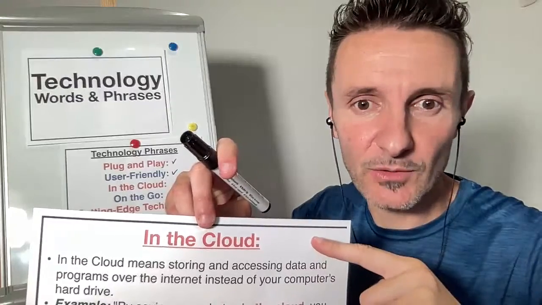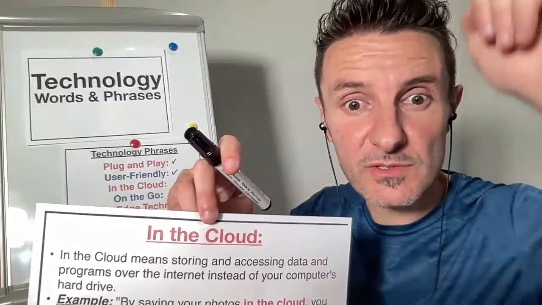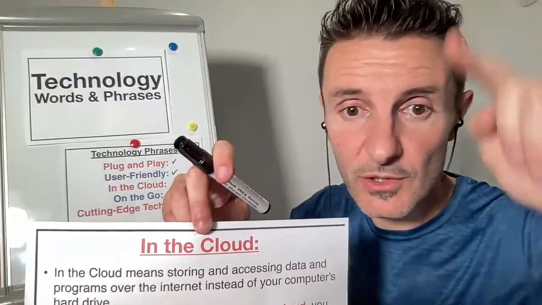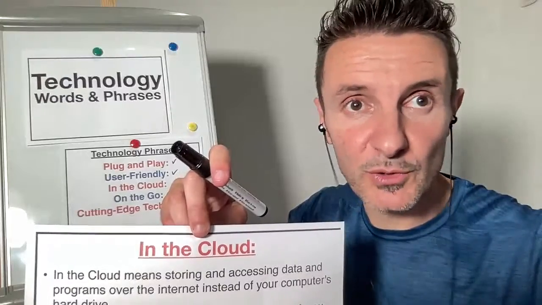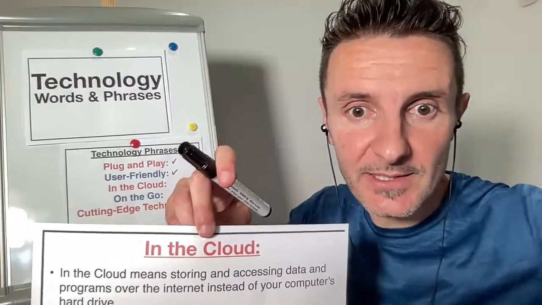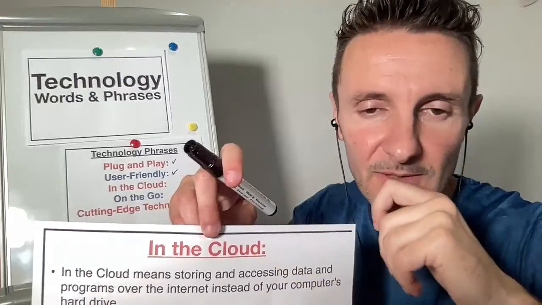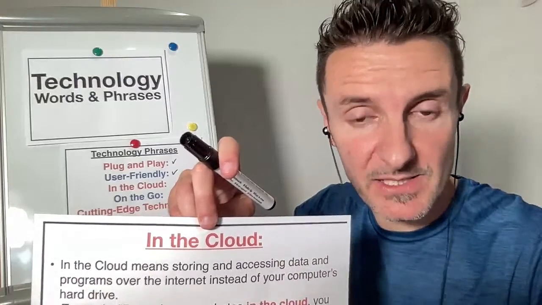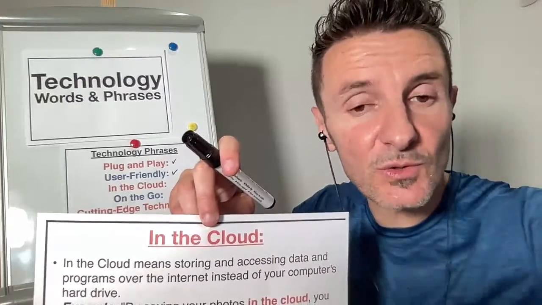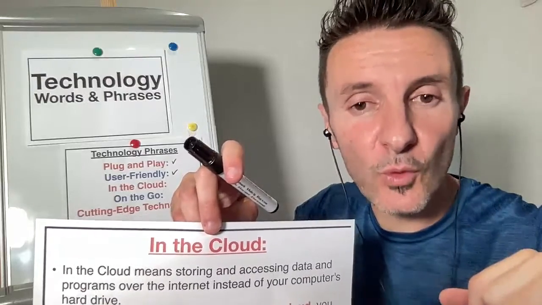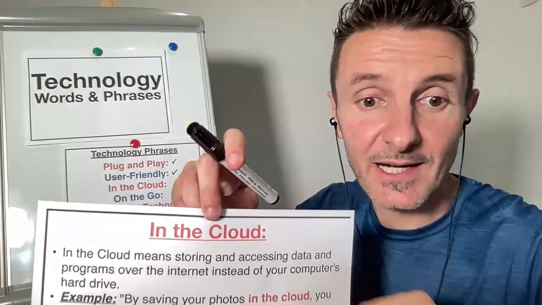Well, in the cloud is when you store your photos somewhere else. It's not on your phone. It's not on your computer. It's in the internet, somewhere in the world. This is called in the cloud. So you don't have to waste space on your phone because it stores it somewhere else in the world where the company will store it for you. We call this in the cloud.